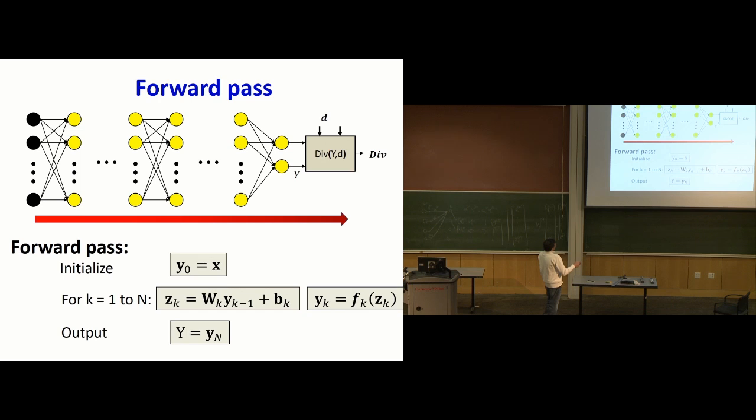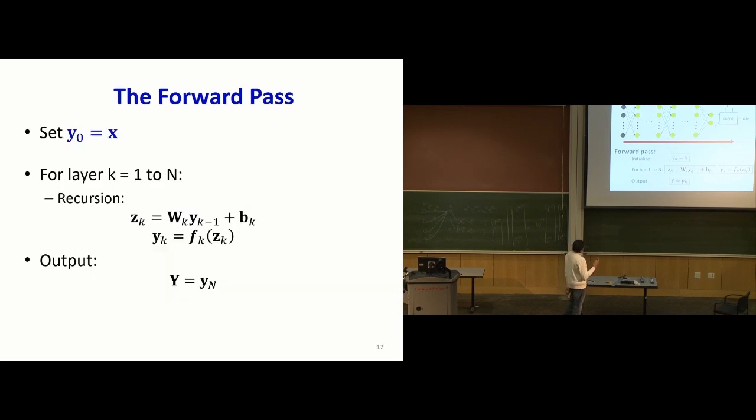You would initialize the network by setting y0 equals x, and you can scroll through the layers. It's very simple when you write it in vector form. zk is Wk times yk minus 1 plus bk, which is the affine combination going into the kth layer, and subsequently, the output of the kth layer is fk, which is the activation of the kth layer applied to zk. And the final output of the final layer is the output of the network itself. So here's the forward pass. I can write down the pseudocode for the forward pass in four sweet lines.